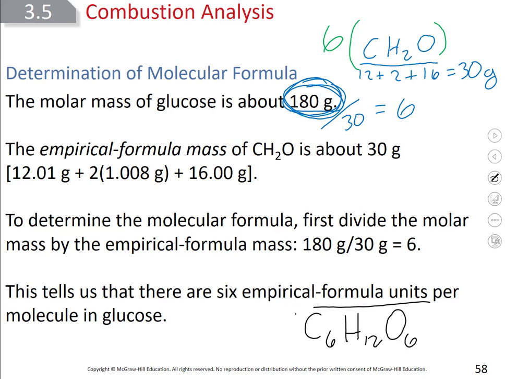So now that gives us, good, C6H12O6, which, if you know, is actually the molecular formula for glucose. So if you are given the molecular mass or the molar mass, you can determine the molecular formula from the empirical formula by figuring out what this ratio is of the masses.